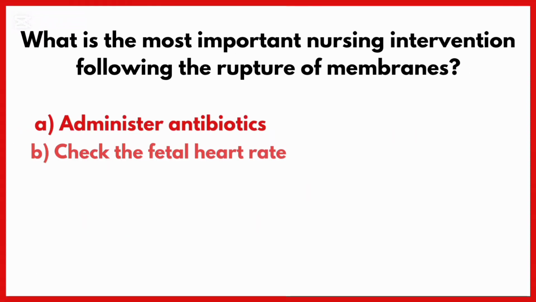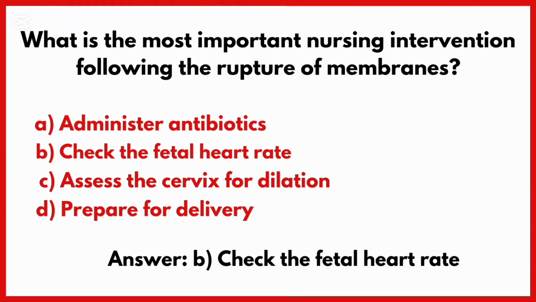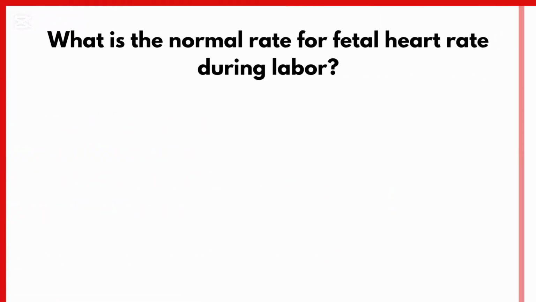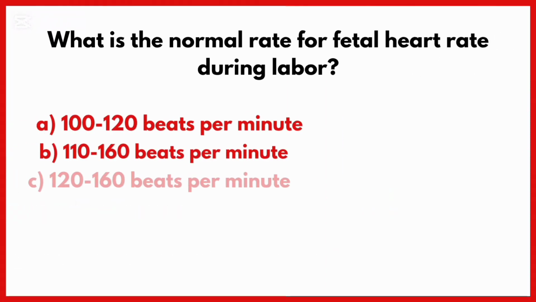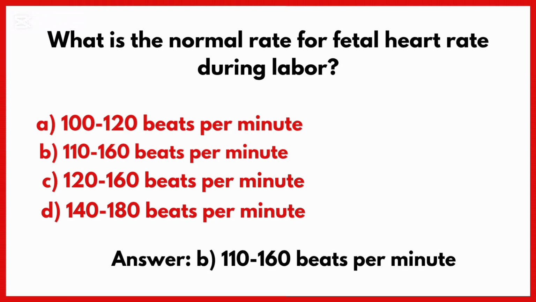What is the most important nursing intervention following the rupture of membranes? Correct answer is option B. Check the fetal heart rate. What is the normal rate for fetal heart rate during labor? Correct answer is option B. 110 to 160 beats per minute.